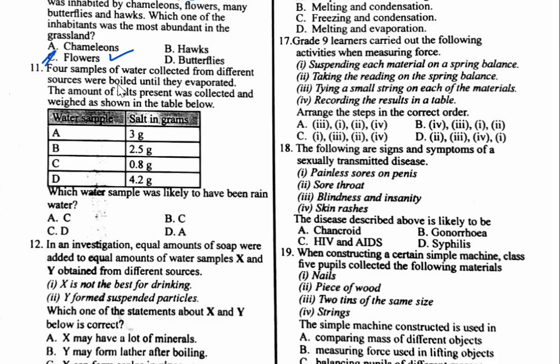Four samples of water collected from different sources were boiled until they evaporated. The amount of salts present was collected and weighed as shown in the table below. Here we have water samples A, B, C, D.